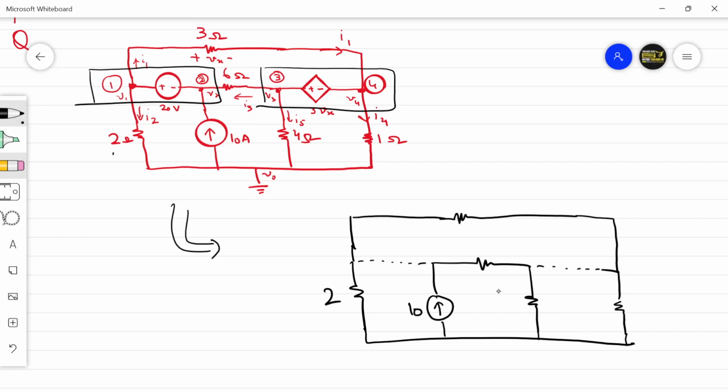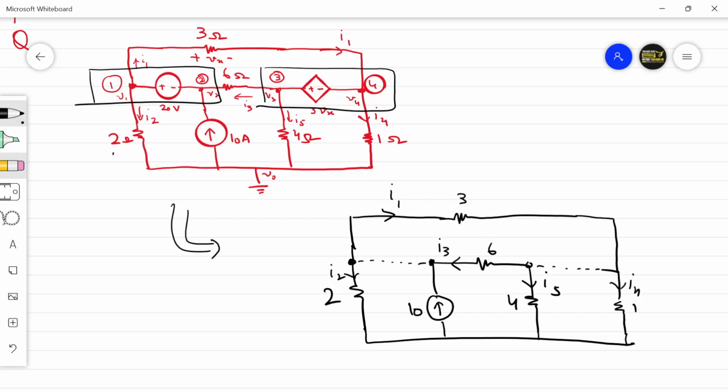Two, 10, 4, 1. This is I4. This is I5. यहाँ से जो current है I3 है. This is 3. This is 6. Current from this path is I1. Current from this path is I2.